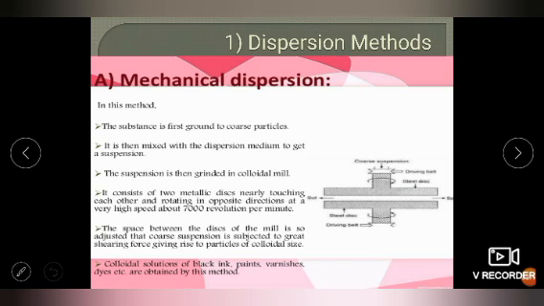So first is the dispersion method. In the dispersion method, the first method is mechanical dispersion. So what is happening in this method?